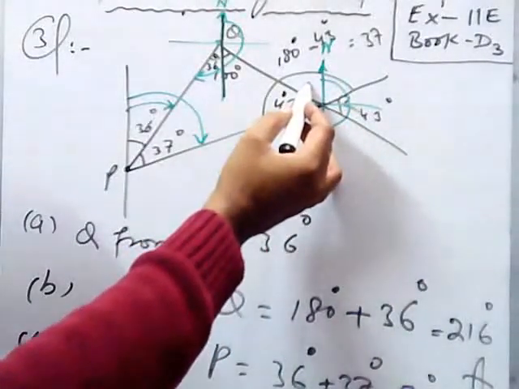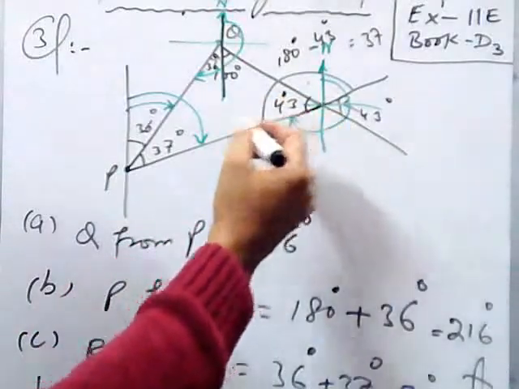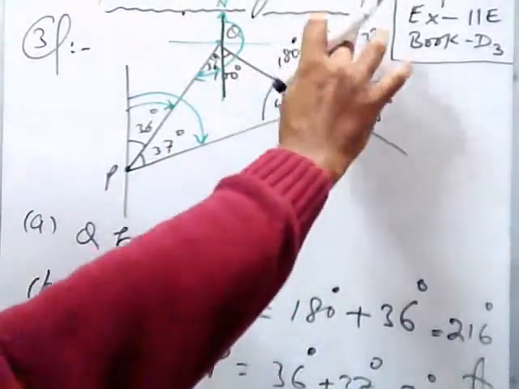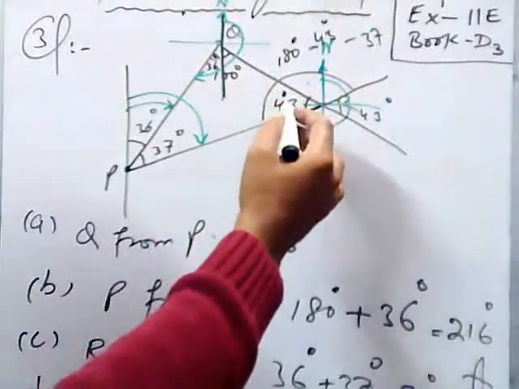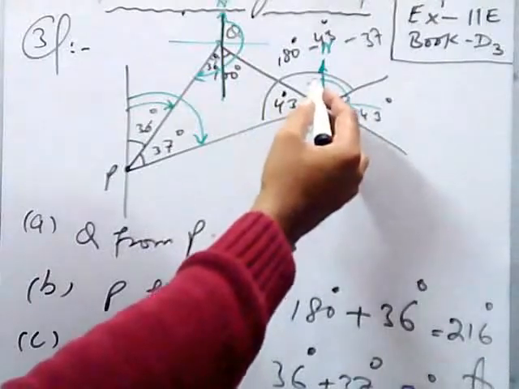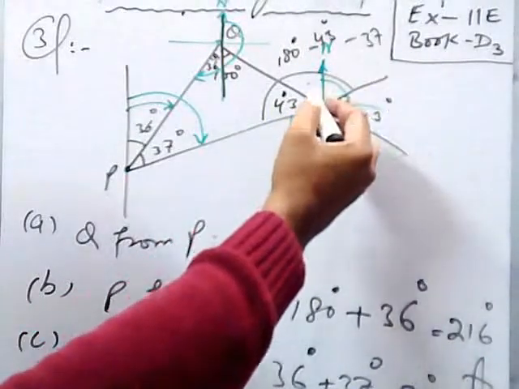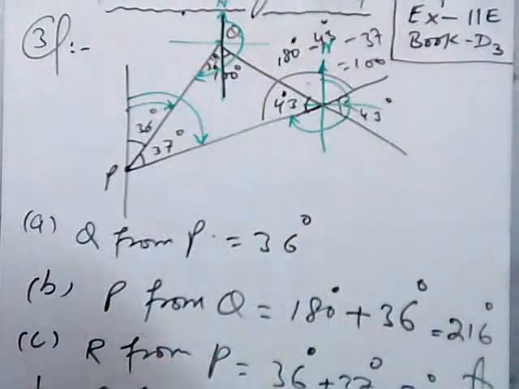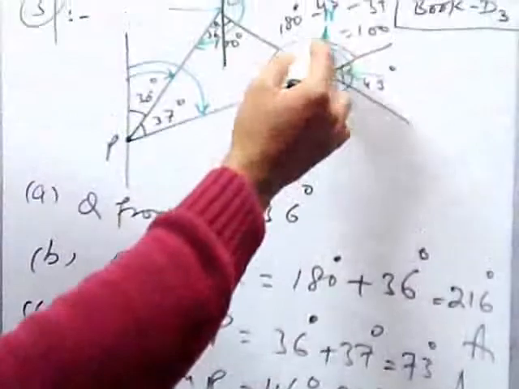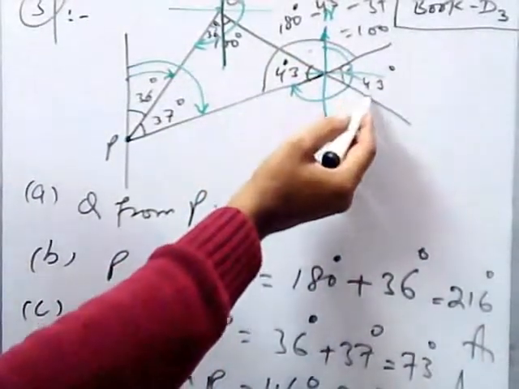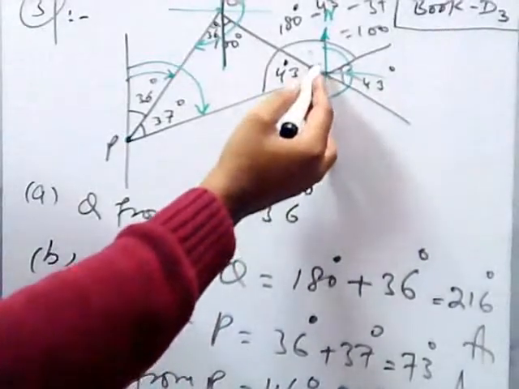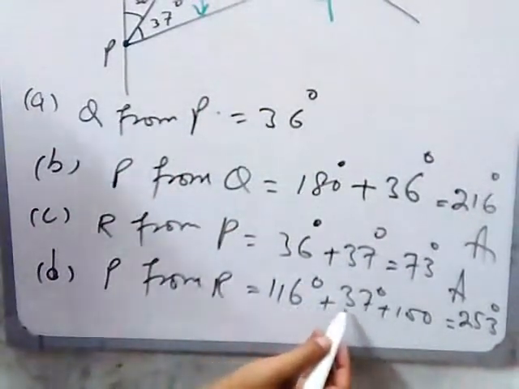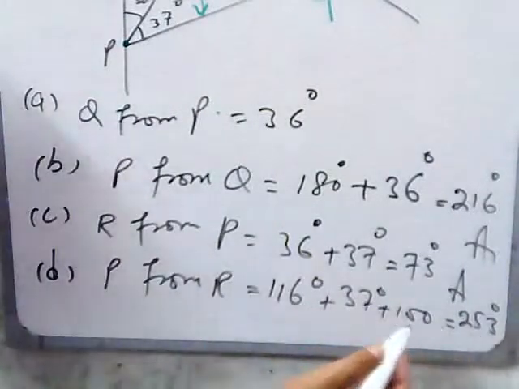I should subtract this angle also. Once again, the corresponding angle is 37. We also need 180 minus this one, minus this one, 43 and 37, you will get 100. So the angle is 100. Why should I write the 100 here? Because this is the corresponding angle, vertical angles we don't need. So the remaining angles should be added like this: 116 plus 37 plus 100, you will get 253.